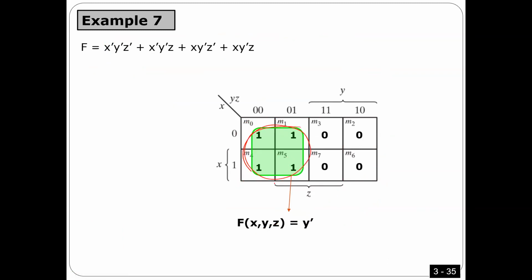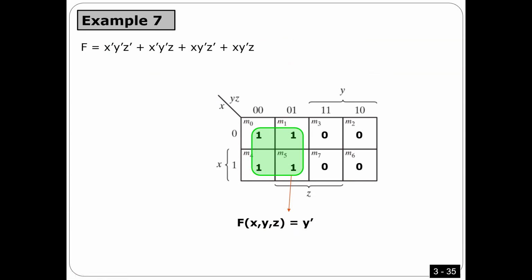The best option is just make one group of these 4, and this should be y prime. This is the area of y prime. Okay, because they are 4 ones. I have only one variable.